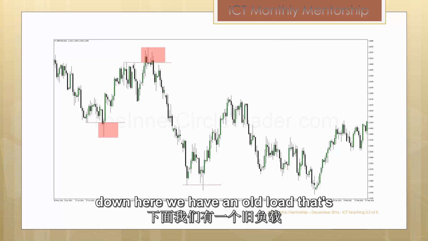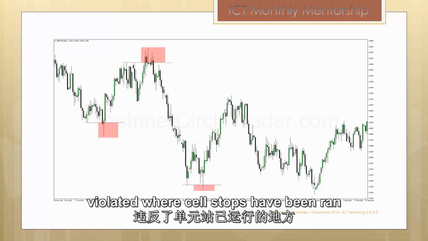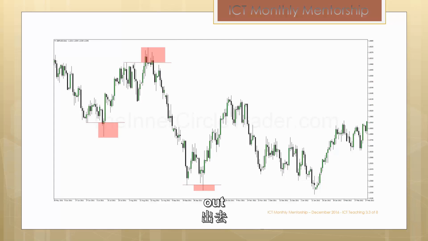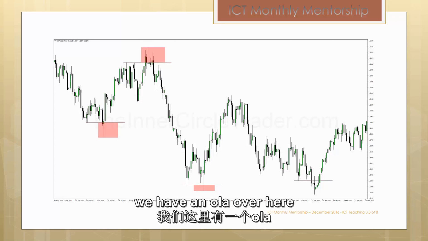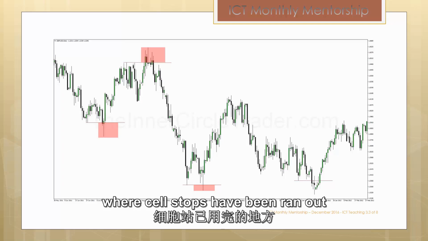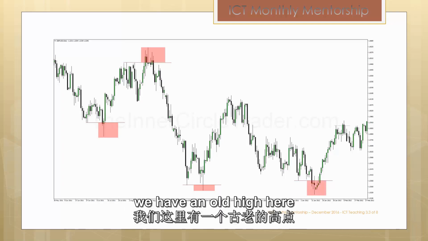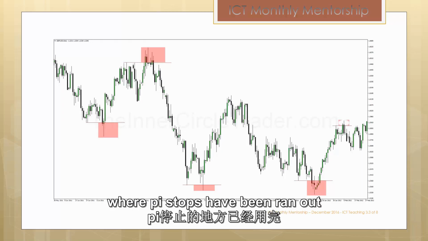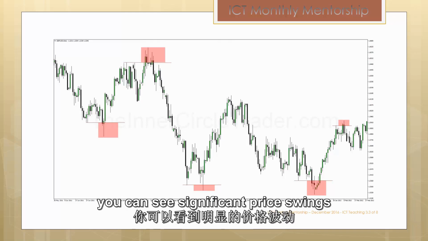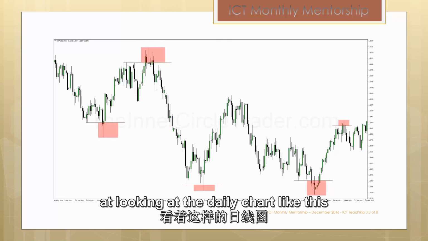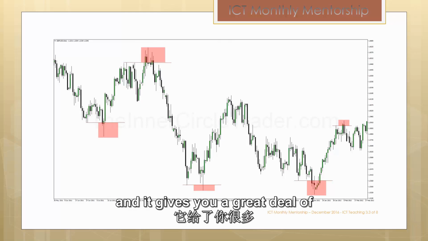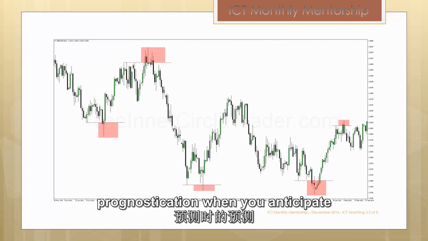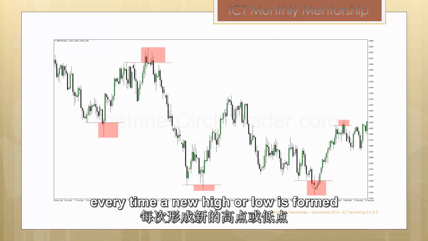Down here we have an old low that's violated where sell stops have been run out. We have an old low over here where sell stops have been run out. We have an old high here where buy stops have been run out. So you can see significant price swings looking at the daily chart like this, and it gives you a great deal of prognostication when you anticipate every time a new high or low is formed.